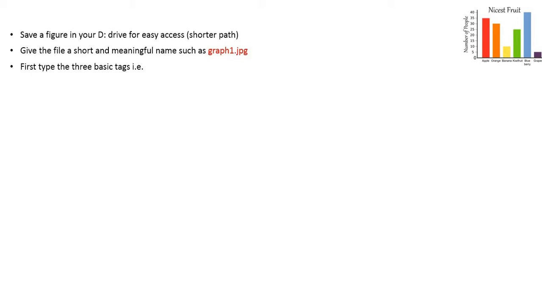After saving your graph, the first thing you should do is write the three basic tags in your editor. The three basic tags are \documentclass, \begin{document}, and \end{document}. These are the three basic tags that you always need to write in your LaTeX document. Type \documentclass. Inside these curly braces, write the type of your document, that is article here. You can also write book, thesis, or other things.